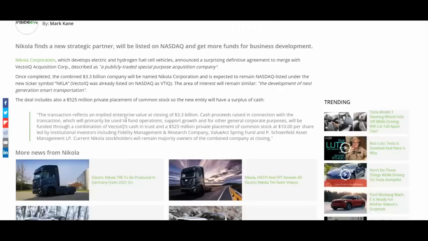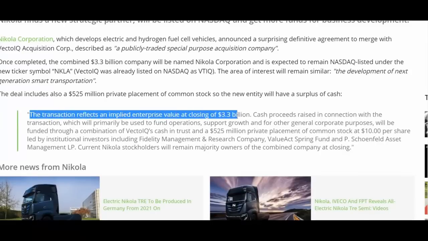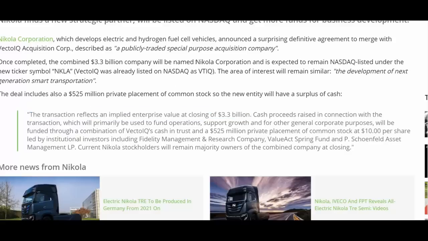Now let's check another important number, which is right here. The transaction reflects an implied enterprise value at closing of $3.3 billion. What they actually mean by this is that when Nikola Corporation and Vecto-IQ merge, which was planned to happen in June, the new company will have an enterprise value of $3.3 billion, which I still think is quite low if it is considered a direct competitor of Tesla. But anyways, let's still take this number.